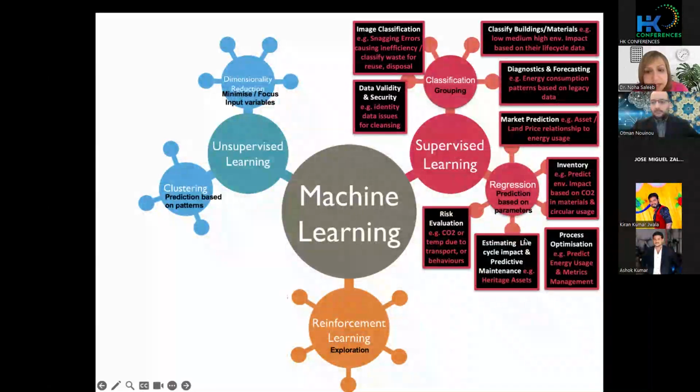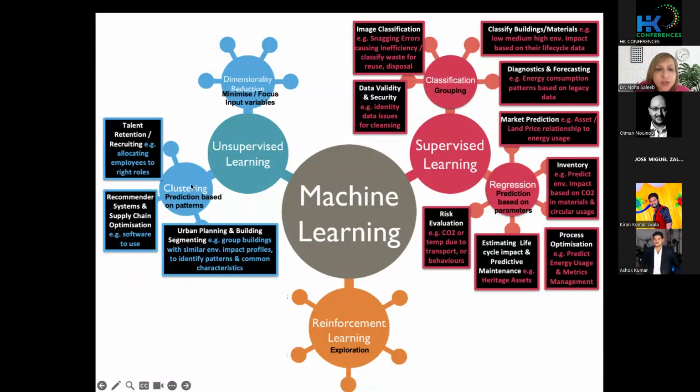We can also estimate the expected life of the components or the expected life of the building itself, especially in heritage assets. It is also used for risk evaluation of what are the risks in case of using different types of transportation or different usage of the spaces. And something which is very odd is usage of it for market prediction. So what is the expected price of the asset in that particular area based on its energy consumption, for example.